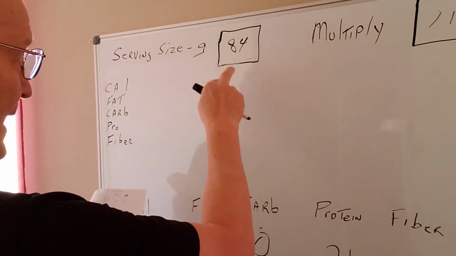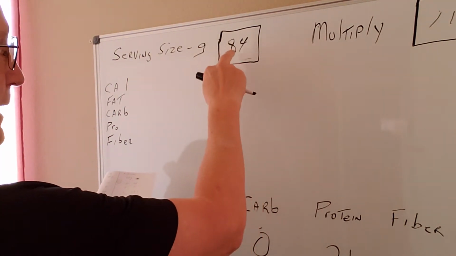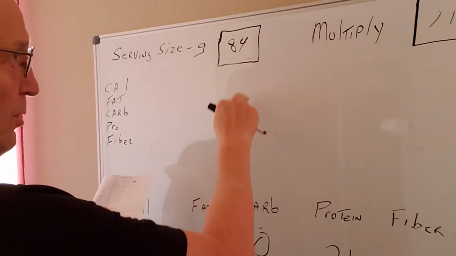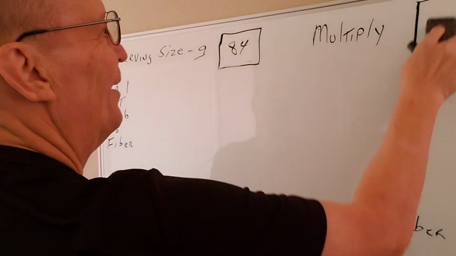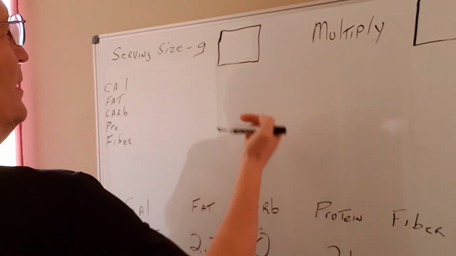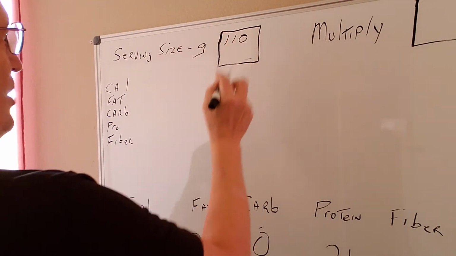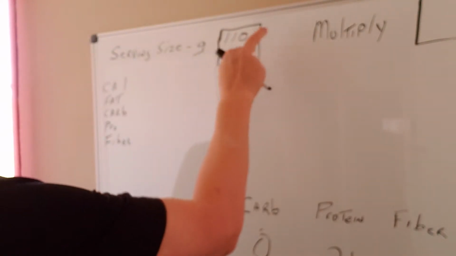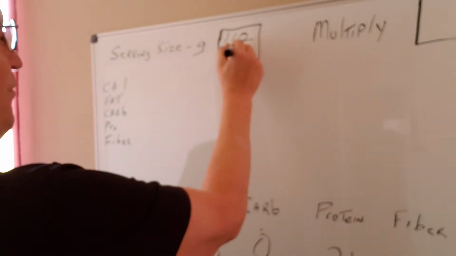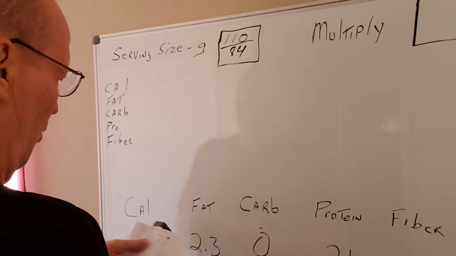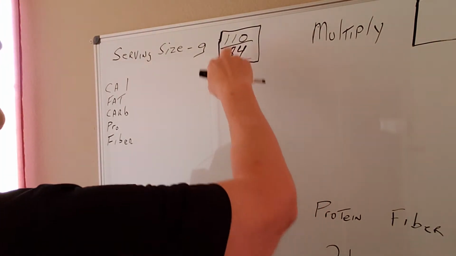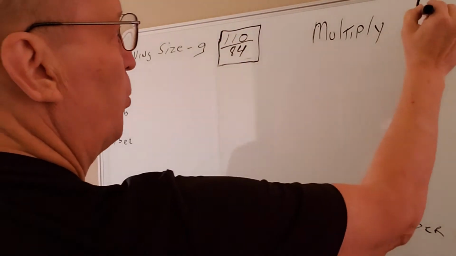So that means I've got to divide 84 into 110. Oops, not my multiplier. I actually have 110 grams of mushrooms. 1 serving is 84. So if I divide 84 into 110, I come up with 1.3. So that's my multiplier.